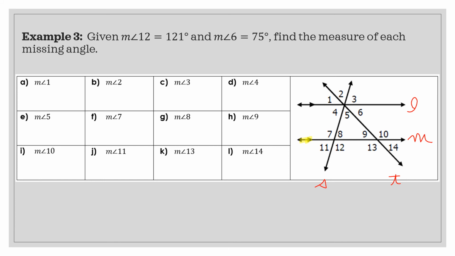So we're told that the measure of angle 12 is 121 degrees, and we're told the measure of angle 6 is 75 degrees. So we're trying to find everything else. The first thing I notice right off the bat is that angle 1 and angle 6 are going to be congruent because they're vertical angles. So if 6 is 75 degrees, then the measure of angle 1 is also going to be 75 degrees. Also, because of vertical angles, if 12 is 121, then angle 7 also has to measure 121 degrees.